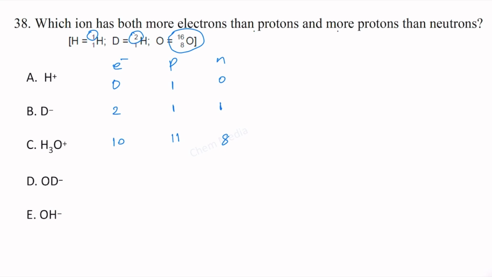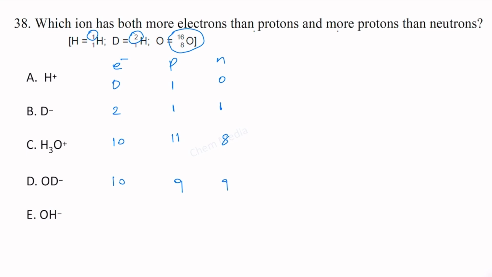And then OD minus. In oxygen atom we will have 8 electrons and then in D minus we will have 2 electrons. Therefore this is 10. The number of protons in oxygen atom we will have 8. In deuterium we will have 1 proton. Therefore 8 plus 1, 9 here. And the number of neutrons in oxygen atom 8 and then in deuterium 1, it would be 8 plus 1, 9 once again.